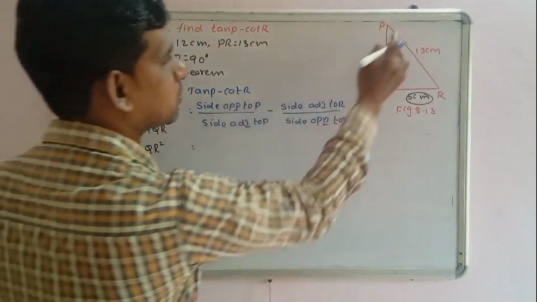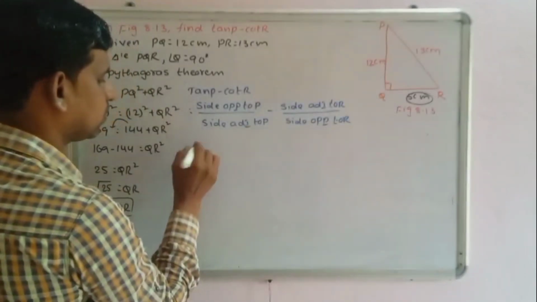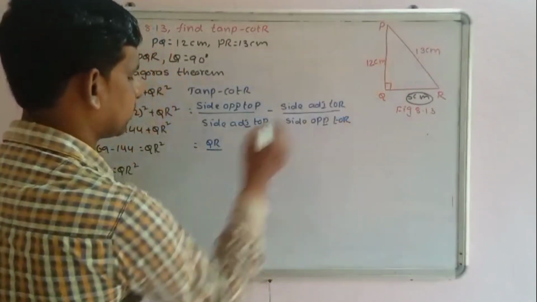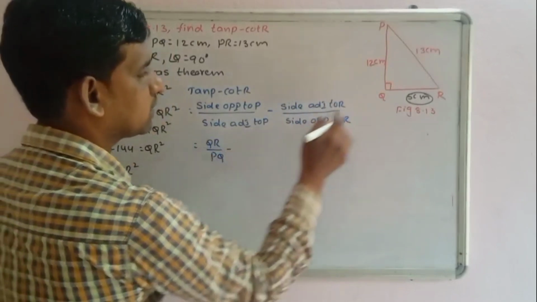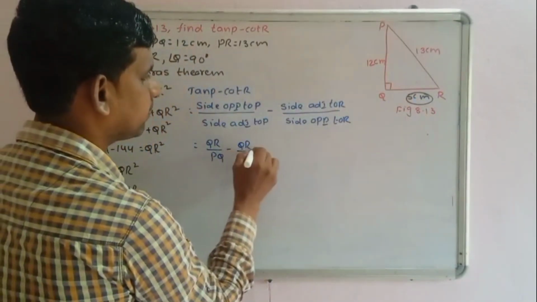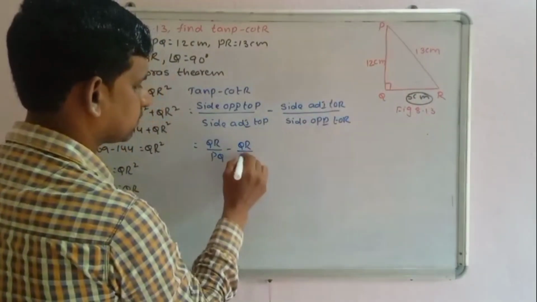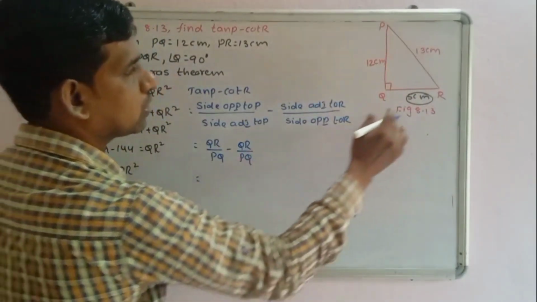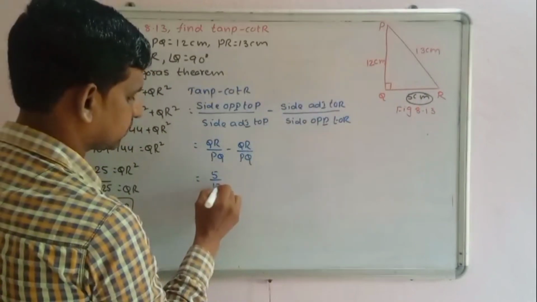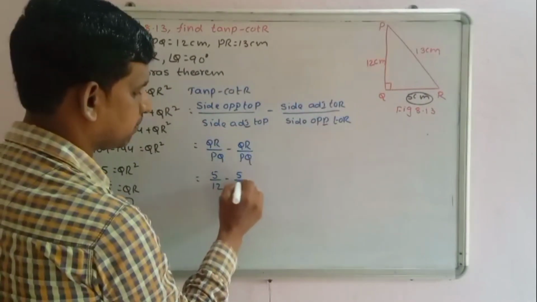Okay, side opposite to P. What is side opposite to P? QR. Okay, adjacent is PQ, minus side adjacent to R is QR, by opposite is PQ. That equals QR value 5 over PQ value 12. Here also QR value 5, PQ value 12.